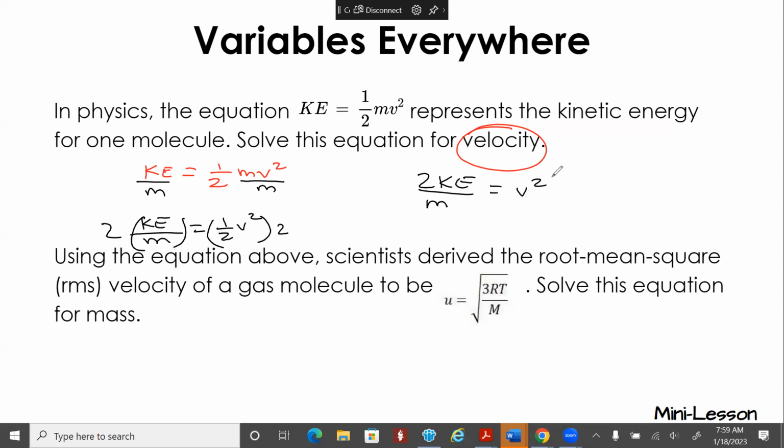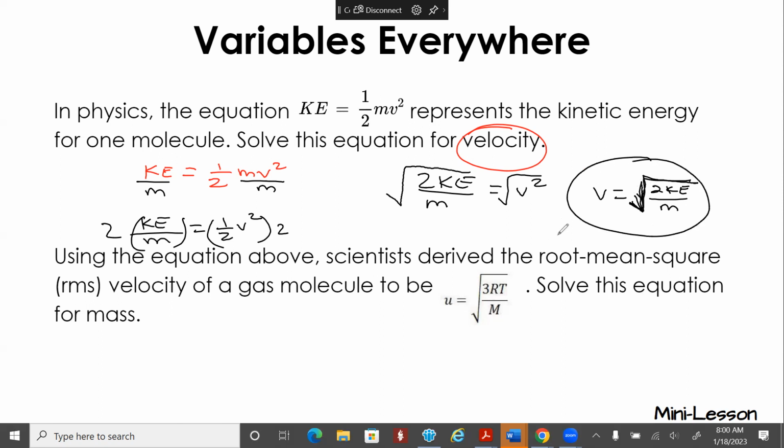Well, V is attached to the squared. How do we get rid of a squared? We take the square root, okay? And so you get V equals the square root of 2 kinetic energy divided by M. Fun fact, if you looked at your physics formula sheet, I'm sure you would probably find this as a formula.